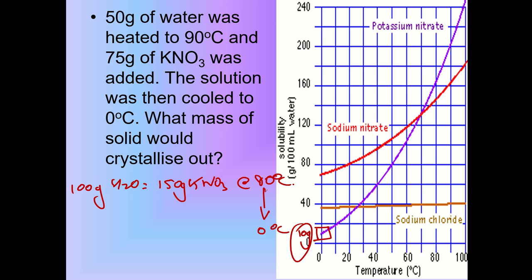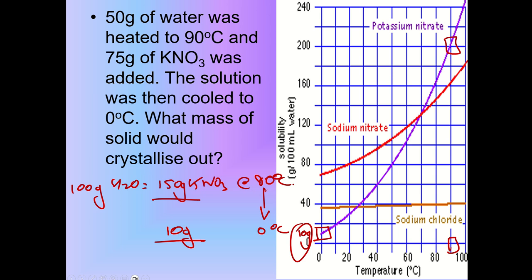So let's just check first of all that we're not oversaturated here. We were at 90 degrees Celsius, and that would allow 200 to dissolve. We'd only got 150 dissolved, so just be careful, it's not a saturated solution that we're starting off with. We would have 150 there, and we would be able to dissolve 10 at that temperature.